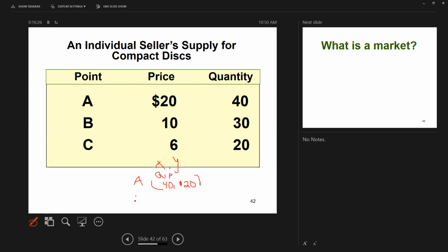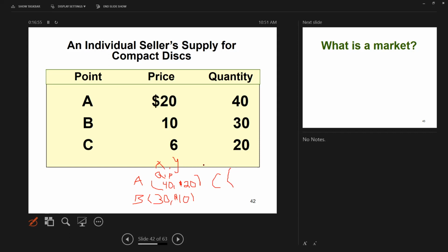Point B, at point B, 30 CDs, that's on the x-axis, so we put 30, comma, 30 CDs per day, comma, at a price of $10 per CD. And I'll let y'all do point C by yourself.